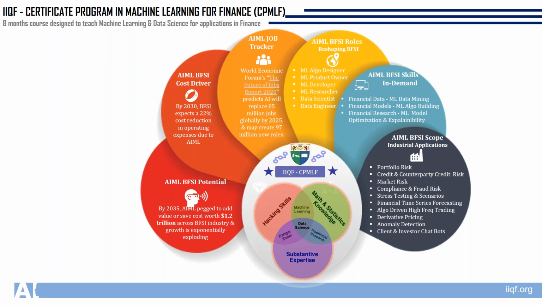So derivative pricing is one key area, and algo trading and high frequency trading is another. Portfolio risk is another area where, if you Google machine learning techniques for portfolio risk, you will see a lot of research happening, right?